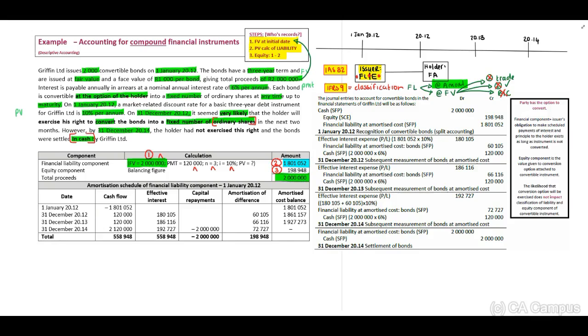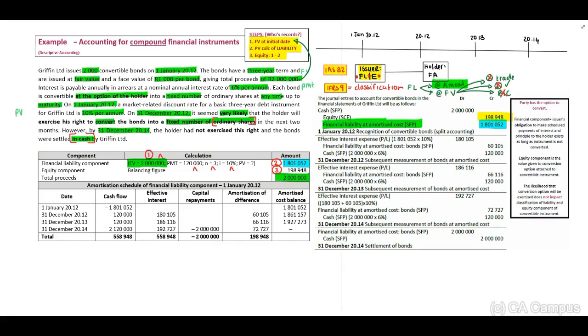In our journal on the 1st of January, we need to recognize this transaction. Therefore, we will have to credit the liability. Remember, liabilities increase on the credit side, our financial liability at amortized cost. Then guys, important, we need to include our equity portion, and we debit our cash, our bank. Why? Griffin received the 2 million.